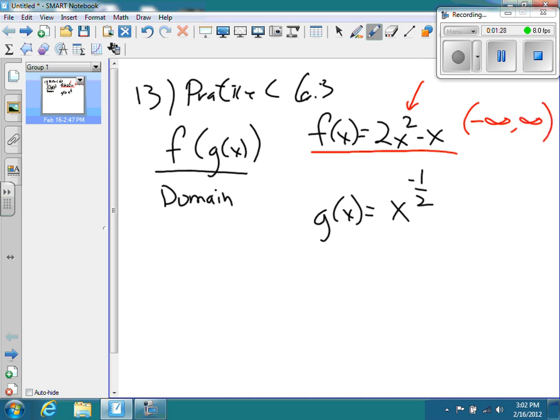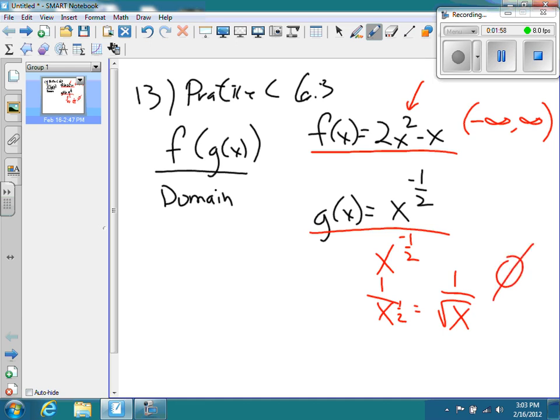And when I'm looking at my g of x, well, this is a little bit more complicated. So g of x is x to the negative 1/2, which is the same thing as 1 over x to the 1/2. Well, that'd be the same thing as 1 over the square root of x, and I know we don't like square roots in the denominator. But when I'm thinking about this for domain, it's certainly telling me that I can't have 0. And 0 cannot be part of my domain because I can't have the square root of 0 as a denominator, because then that'll make this undefined.